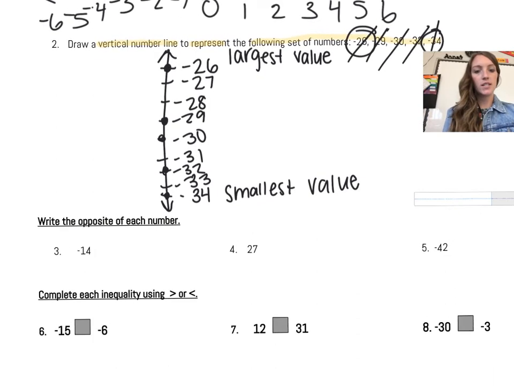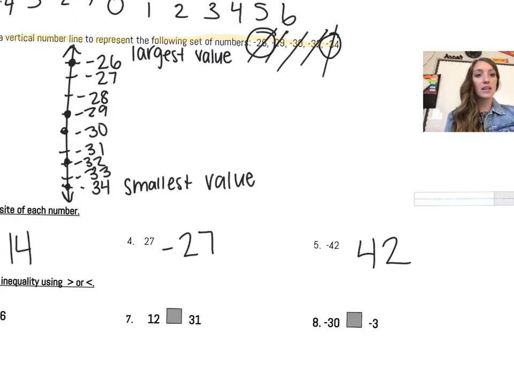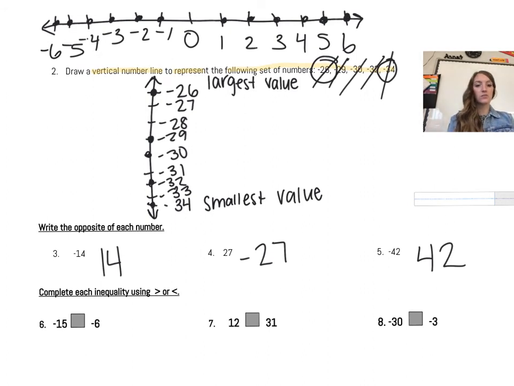All right, let's move on down here. Our job is just to write the opposite of each number. So with number 3, I'm starting with negative 14. My opposite is the same distance from 0, but it's either positive or negative, opposite of what the original number is. So for this one, I would have positive 14. For number 4, I'd have negative 27. And for number 5, I'd have positive 42. Pretty much just taking either the positive or negative sign off of the number that they're giving us.